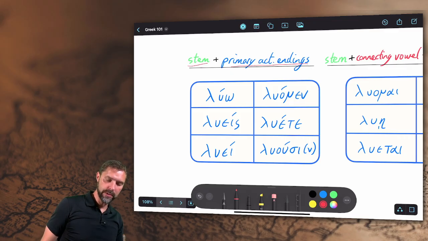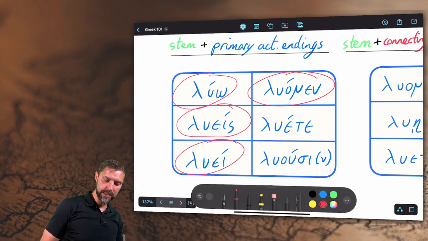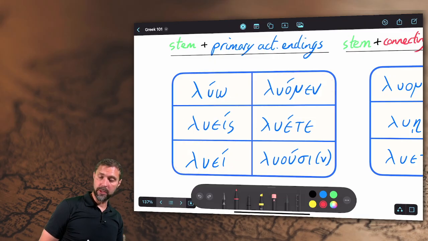Omega, eis, ei, omen, ete, ousi. Memorize that code. Okay, luo, lueis, luei, luomen, luete, luousi. There. You've learned the present tense in the active voice. Present active. And if I wanted to translate down these, this would say, I am loosing, you are loosing, he is loosing, we are loosing, you guys are loosing, they are loosing. Turns out that luo sounds a lot like loosing.